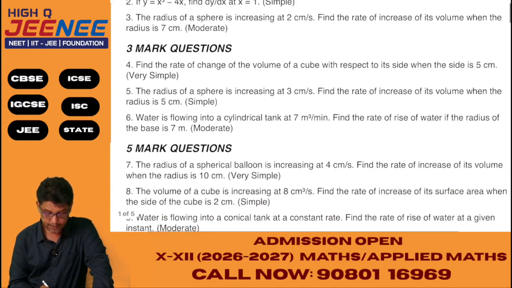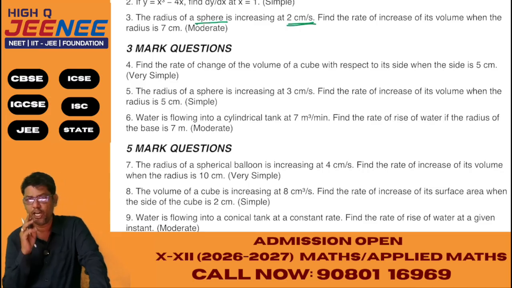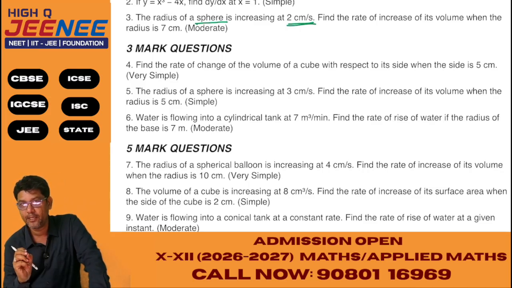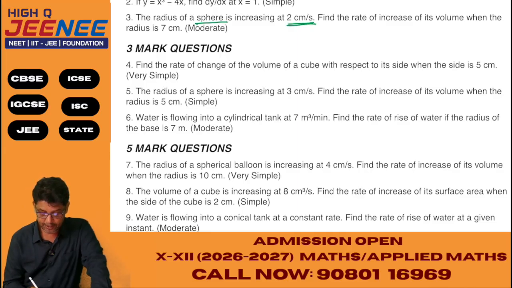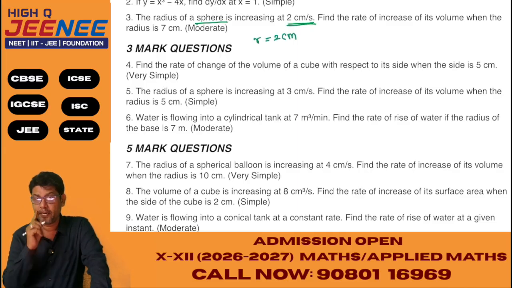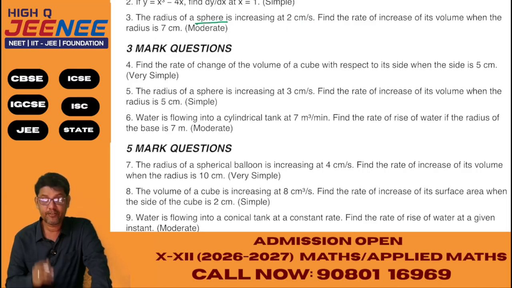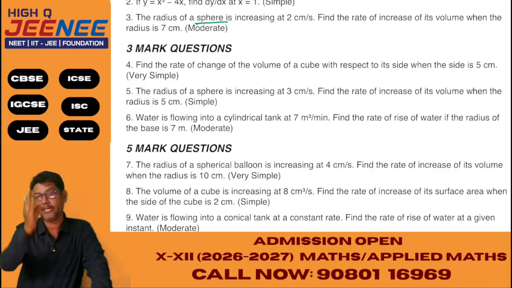Next. Third question. The radius of a sphere is increasing at 2 centimeter per second. See, look at the unit carefully. They did not give only centimeter. If they had given only centimeter, I would have written it as 2 centimeter as it is. But they gave 2 centimeter per second. That means they have given the rate of change with respect to time.